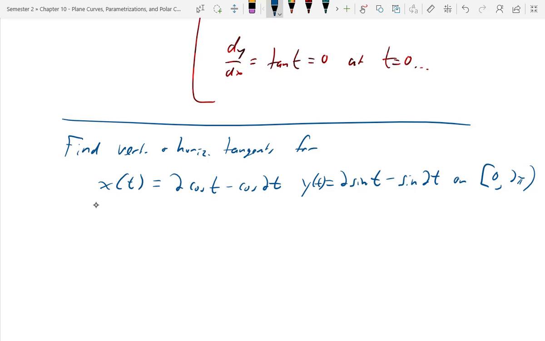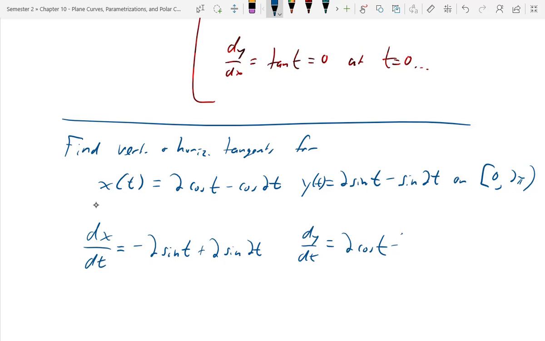Okay, so vertical, we're just doing a derivative of both. So let's do dx/dt. And I would implore you to use the notation dx/dt instead of x prime of t. It's a little bit better and more consistent with how you're doing the rest of it. This is going to be -2 sine t plus 2 sine of 2t. And dy/dt is equal to 2 cosine t minus 2 cosine of 2t.